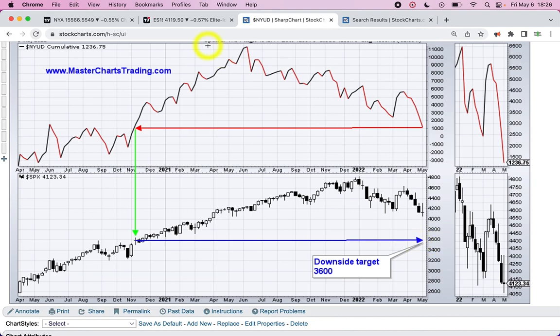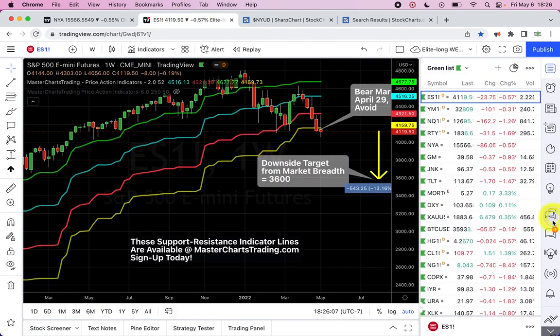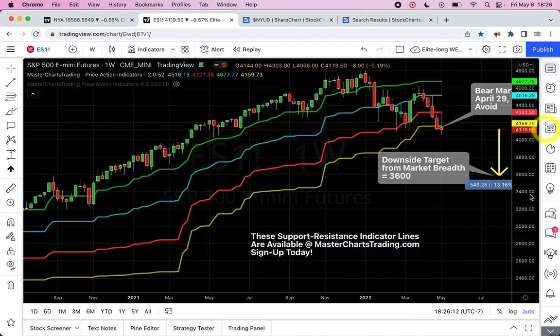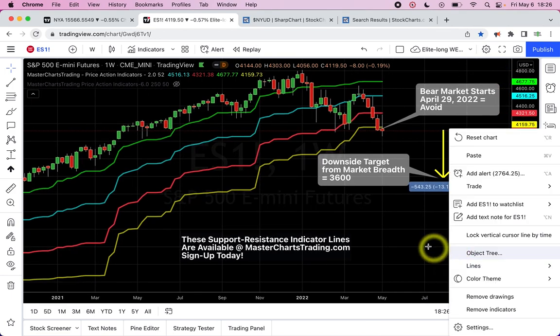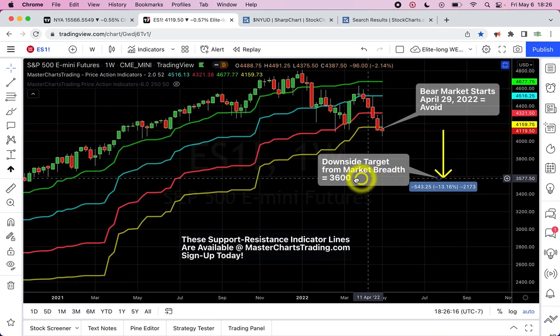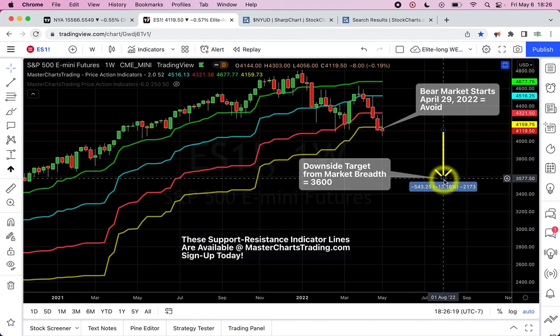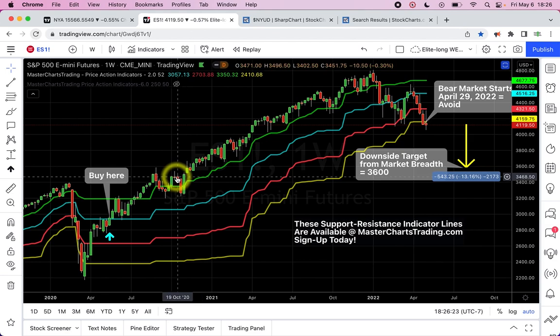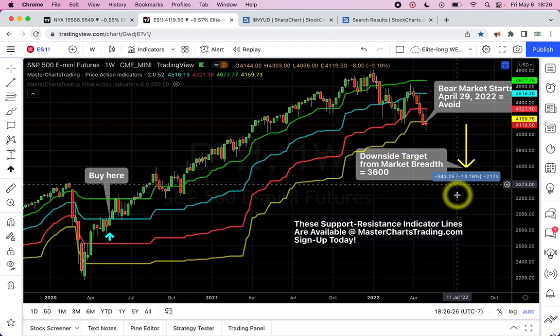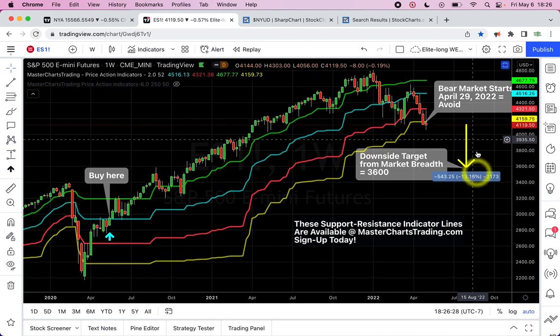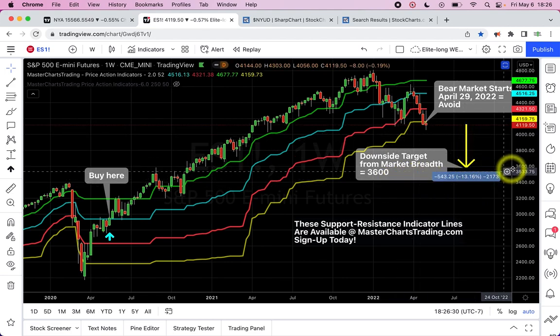So I'm estimating that we're going to get somewhere in the vicinity of, so this is the move. This is a weekly chart, so I wanted to show you a zoomed out version. It looks like we're going to continue lower, and this is just based on the market breadth. So it's extrapolation, but easily another 13% down towards 3,600 here. It may or may not happen, but it's a logical target, I think.